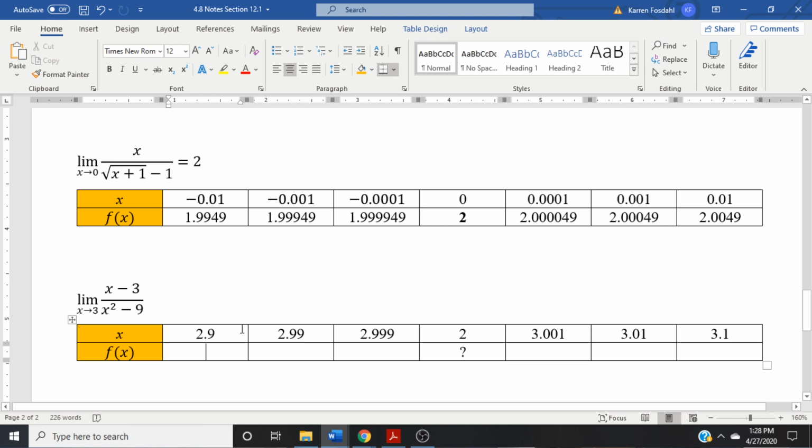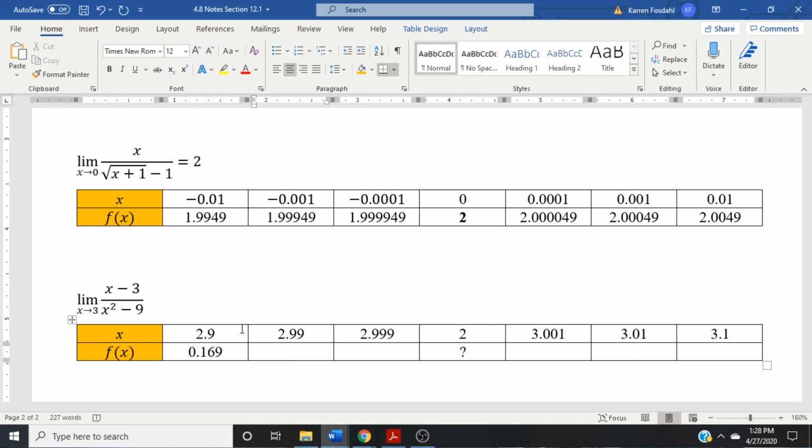Okay, I'm going to just plug it in. So you get 2.9 minus 3 divided by 2.9 squared minus 9. The answer is 0.169. Now, I could go further, but we're just going to start there.